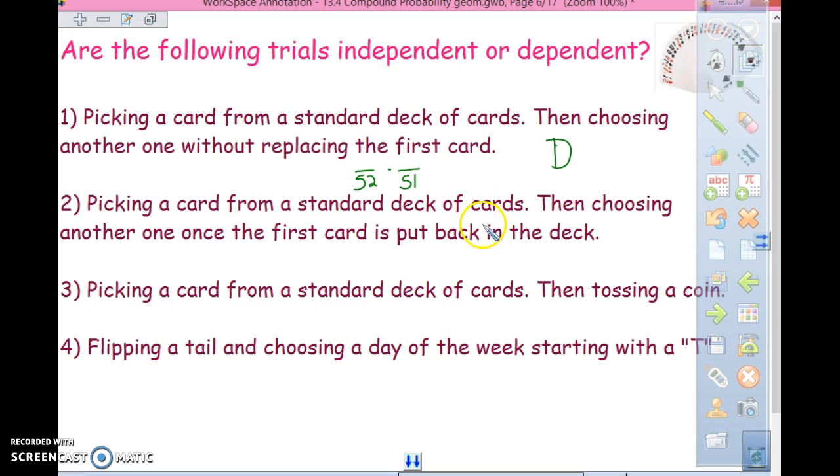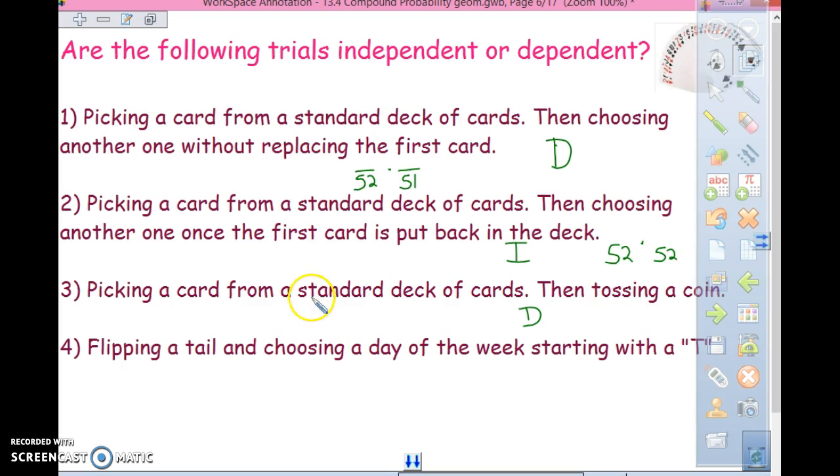Question 2, picking a card from a deck of cards, sample space would be 52. Second event, choosing another one once the first card is put back in. Sample space, still 52. Because there is no change, these two events are independent. Example 3, picking a card from a deck of cards and then tossing a coin. Well, cards and coins will not affect each other, so these are independent events.